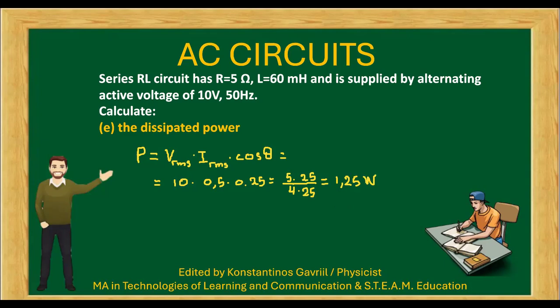This power we call true power. The dissipated power, the power on the resistor dissipated by the resistor, is called true power. Okay, let's continue with the next one.